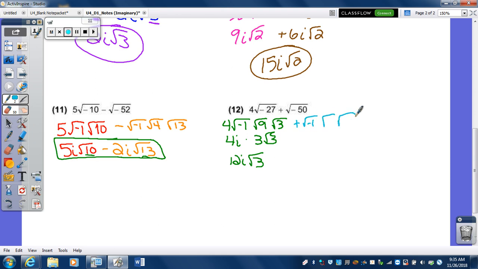What's our perfect square that goes into 50? 25 and 2. So the square root of 25 would give us 5. Then we get the I from the square root of the negative 1. And again, for these ones, they don't have the same numbers underneath the radical sign. So that ends up being your final answer there, 12I radical 3 plus 5I radical 2.